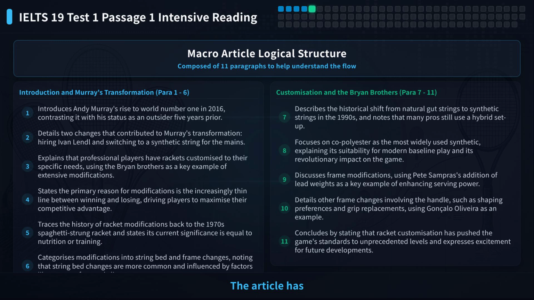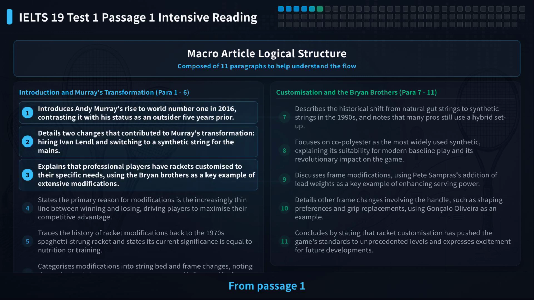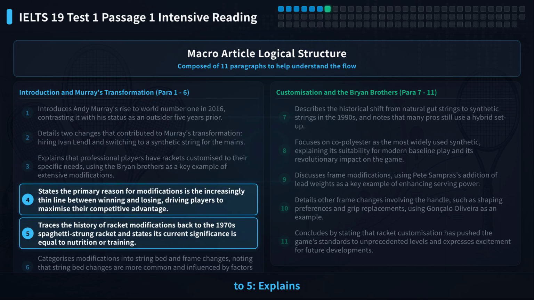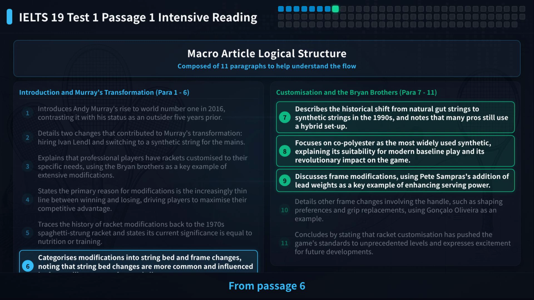The article has 11 paragraphs. It is an expository text about how tennis rackets have changed. From paragraph 1 to 3, it introduces Murray's racket change and professional players' customization. From paragraph 4 to 5, it explains reasons for modifications and history, including the spaghetti-strung racket. From paragraph 6 to 9, it introduces specific changes to strings and frames, like synthetic strings and adding weights.